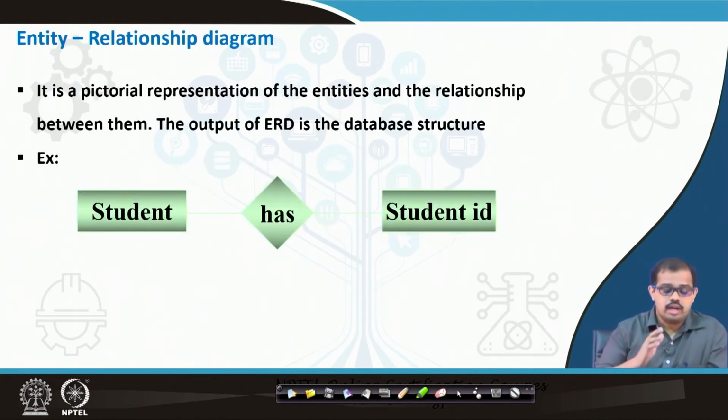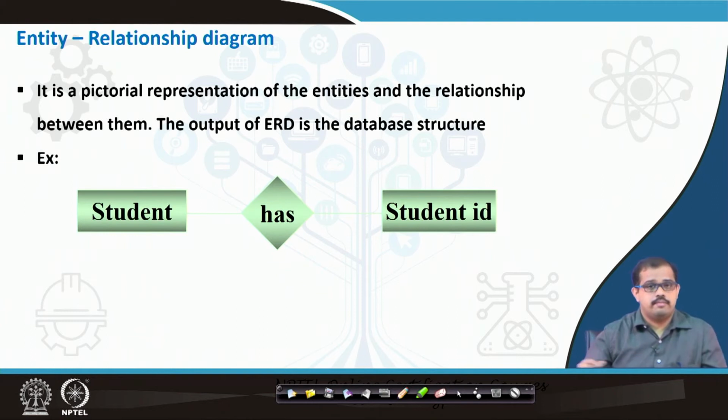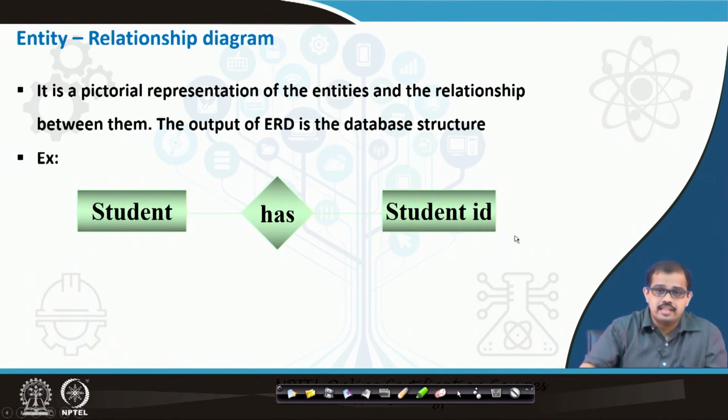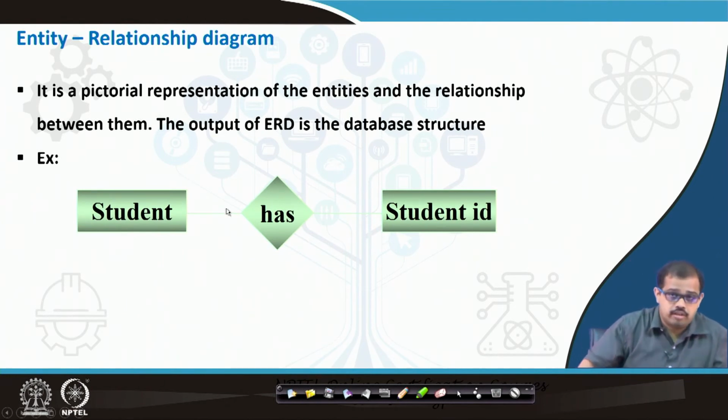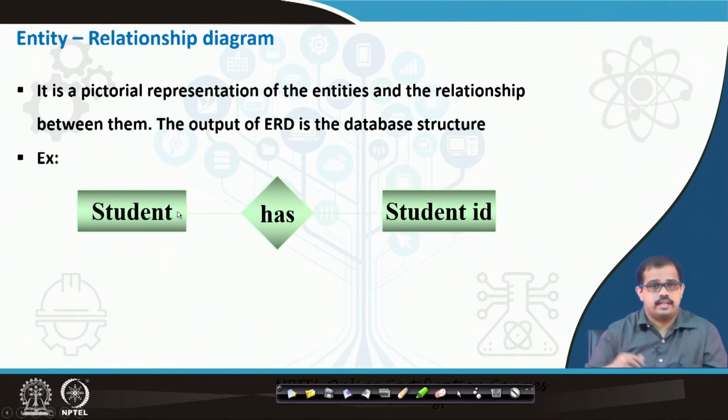Okay, so when we look at the entity relationship diagram, this is normally how an example looks. For example, the student is an entity here, there is a relationship, and student ID is again an entity. So a student, maybe any student's name, has a particular student ID, is what we mean. The relationship is defined in the form of a diamond, whereas the entities are in the form of a rectangle. So this is how an entity relationship diagram is developed.